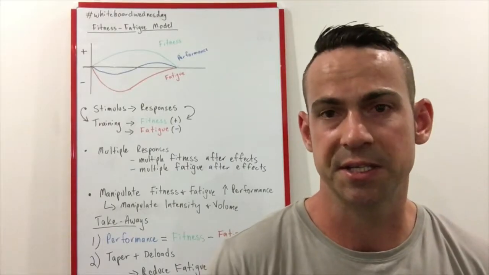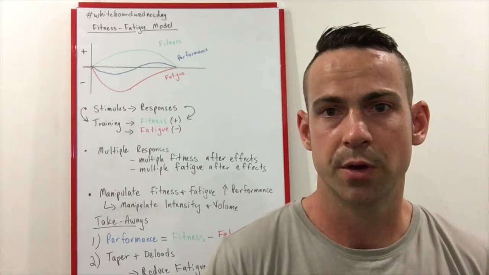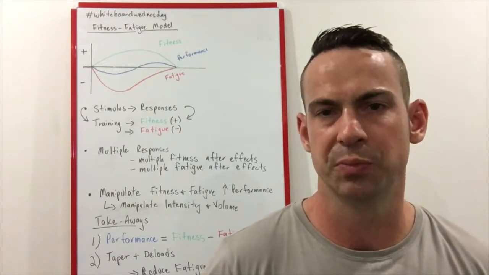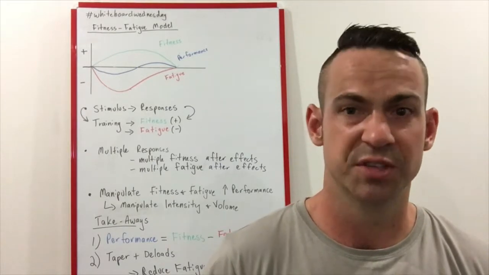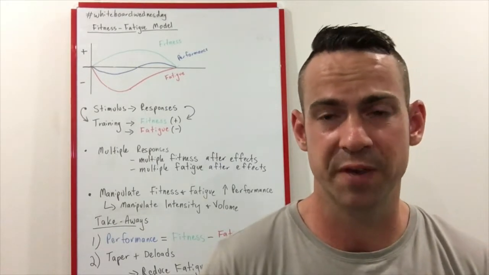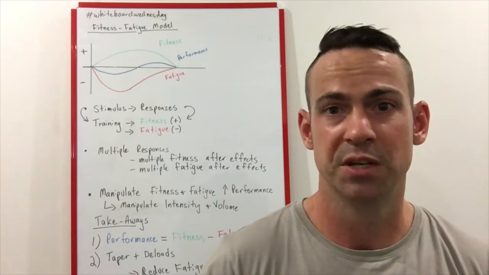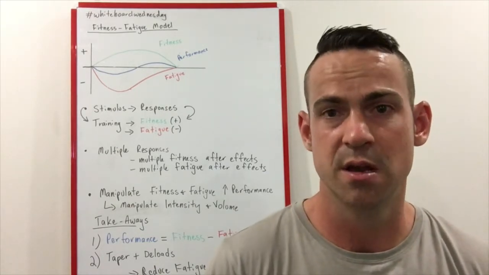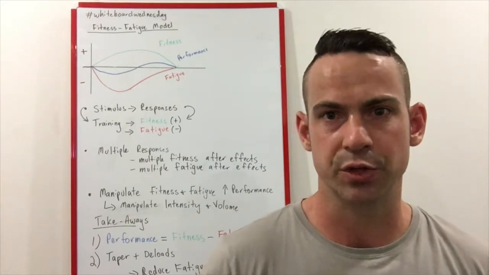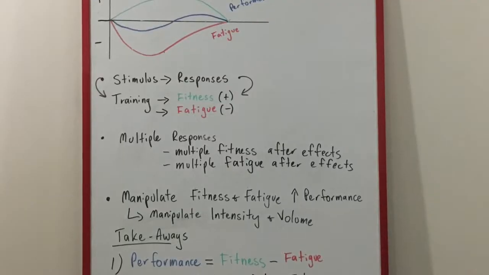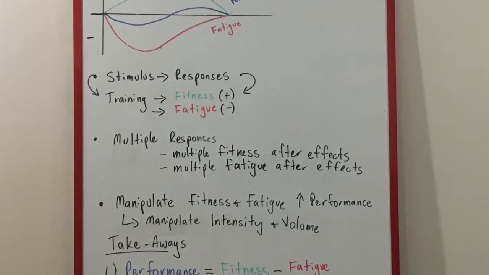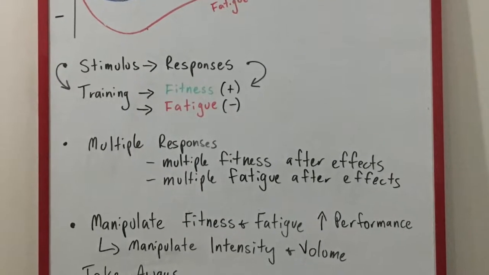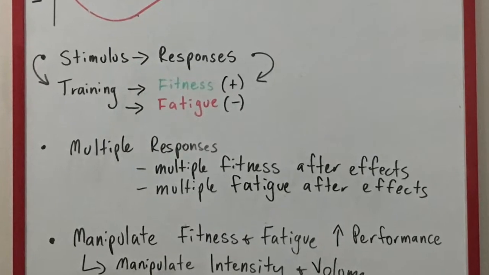In reality, it's a simplification as well. So we're not seeing just fitness as a single entity improve, we're seeing multiple aspects of fitness improve. So a stimulus will have multiple positive effects, and same with fatigue. Different parts of the body will experience different types of fatigue and different amounts of fatigue. So we consider that curve sort of as an average overall. And we'll also see the improvements in fitness occur and decay at different rates, as well as fatigue being incurred and decaying at different rates.